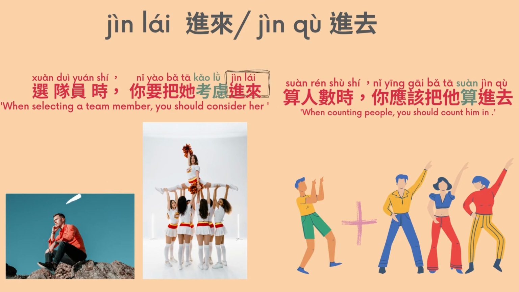算人数时，你应该把它算进去. When counting people, you should count him in. The speaker and the listener may be on different teams. The character preceding 进去 is 算. 算 is a verb which means to count. Combined with the compound direction complement 进去 to mean to count somebody or something in. When the speaker says 算进去, we can assume that the speaker is not on the listener's team, or the speaker takes on the role of an outsider.